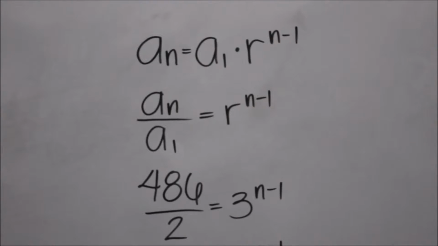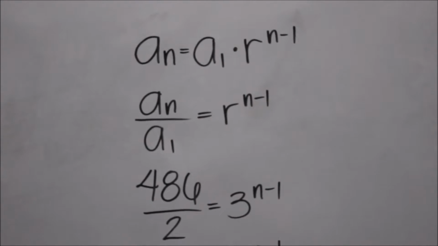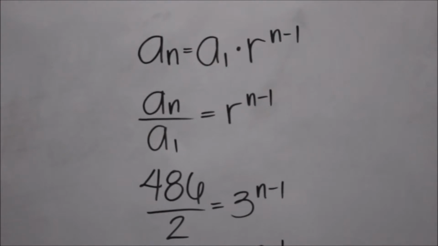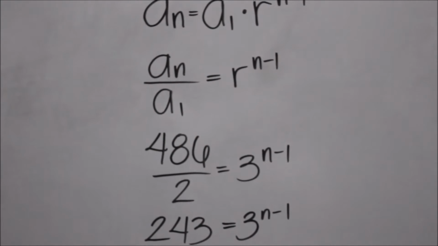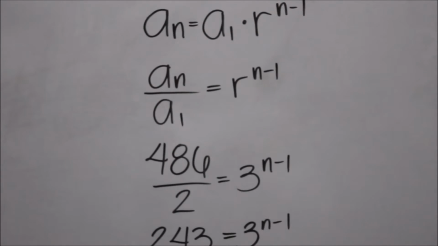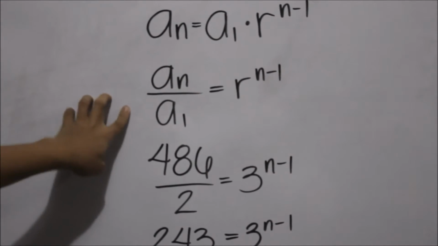So this is the formula for geometric sequence. A sub n is equal to a sub 1 multiplied by r raised to n minus 1. So in order to get the number of terms, we need to derive the formula. So we'll just divide both sides by a sub 1. So this is the derived formula. So we'll use this to get the value of n.